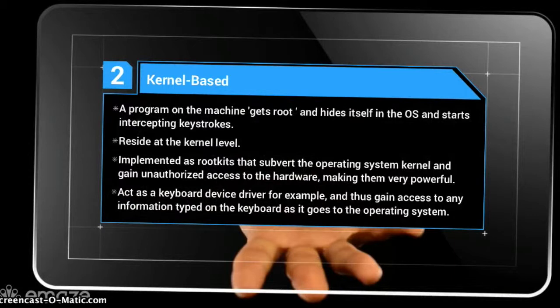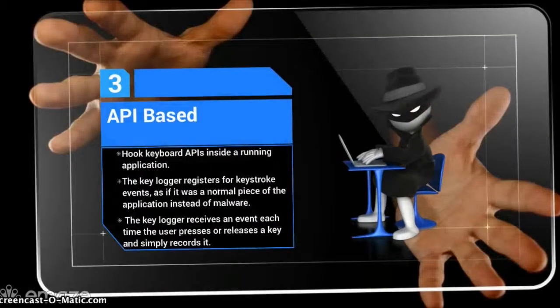They act as a keyboard device driver, for example, and thus gain access to any information typed on a keystroke as it goes through the operating system. API basis. Hook keyboard APIs inside a running application, the keylogger registers for keystroke events as if it was a normal piece of the application instead of malware. The keylogger receives an event each time the user presses or releases a key and simply records it.